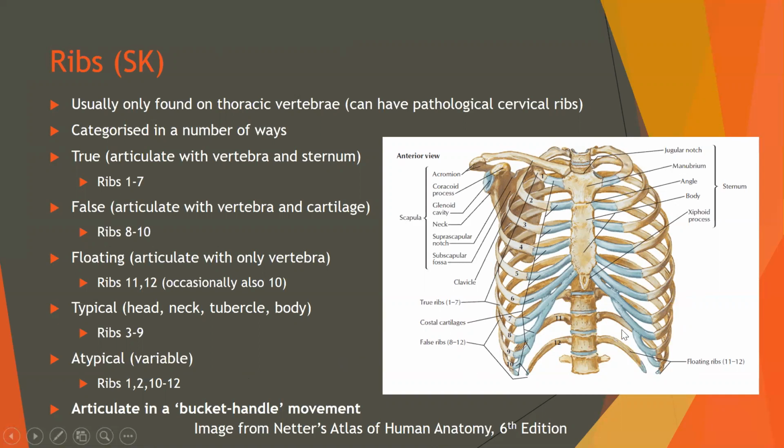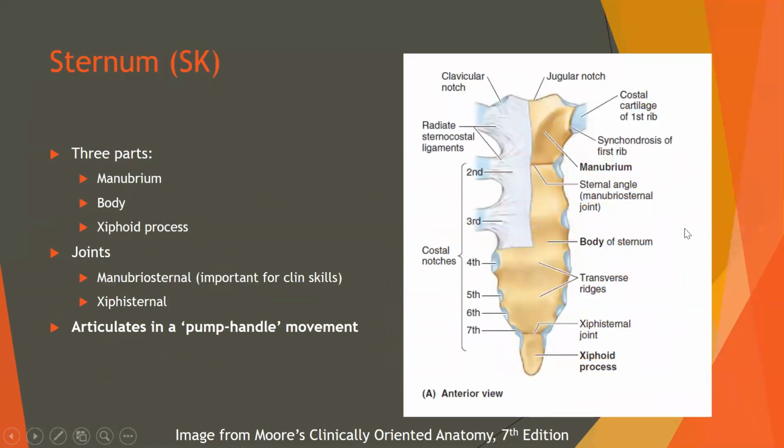All right, the ribs articulate with the transverse processes and the articular processes of your vertebrae in a sort of bucket handle movement, and that's so you can breathe. So that one's quite useful.